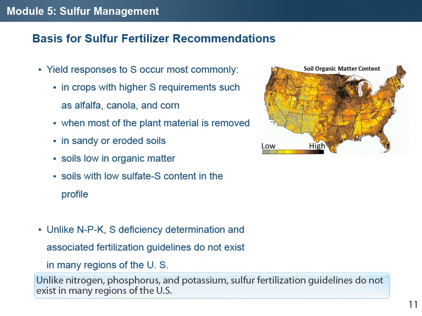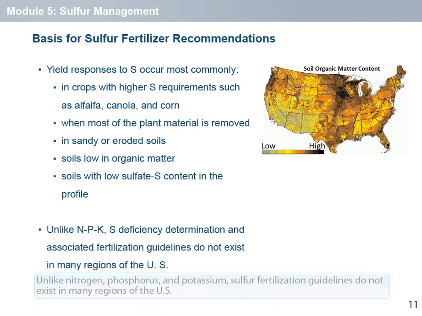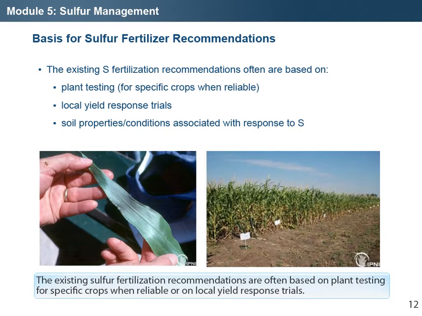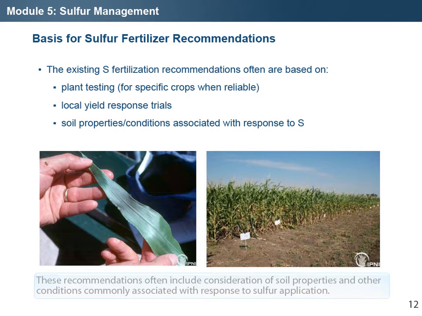Unlike nitrogen, phosphorus, and potassium, sulfur fertilization guidelines do not exist in many regions of the U.S. Existing sulfur fertilization recommendations are often based on plant testing for specific crops when reliable, or on local yield response trials. These recommendations often include consideration of soil properties and other conditions commonly associated with response to sulfur application.